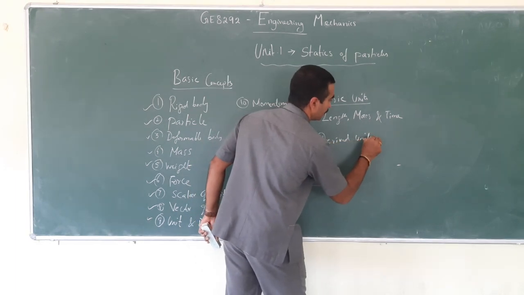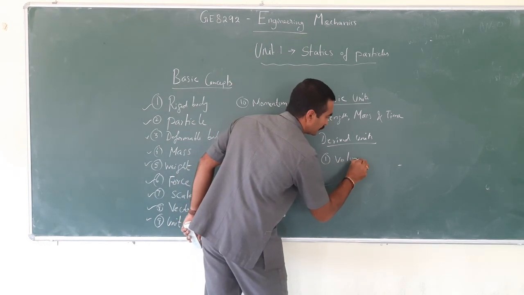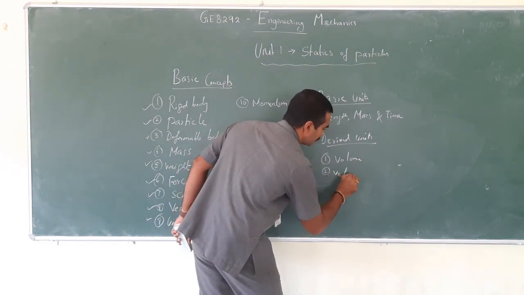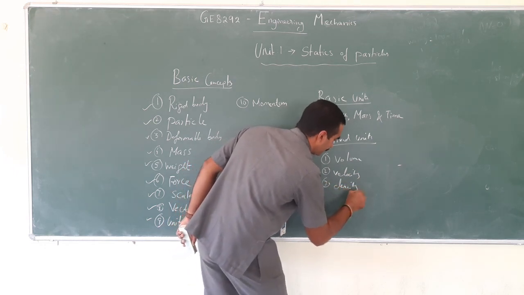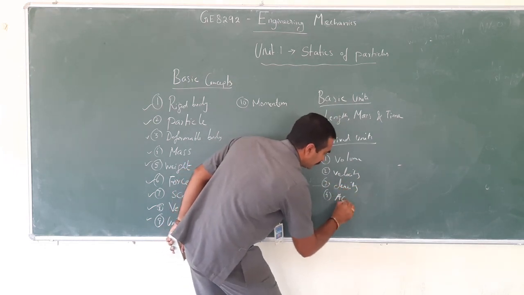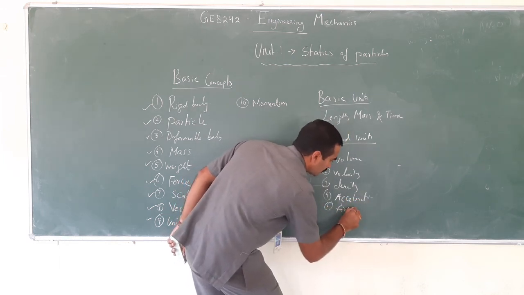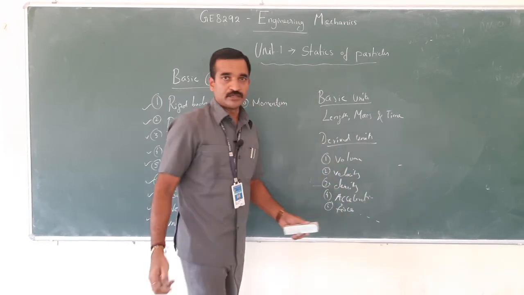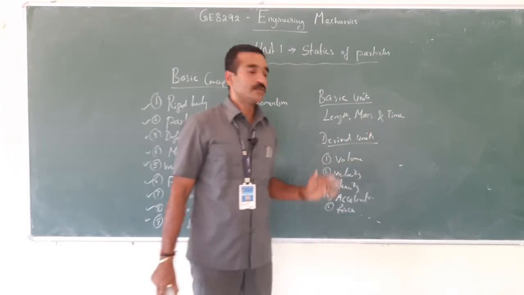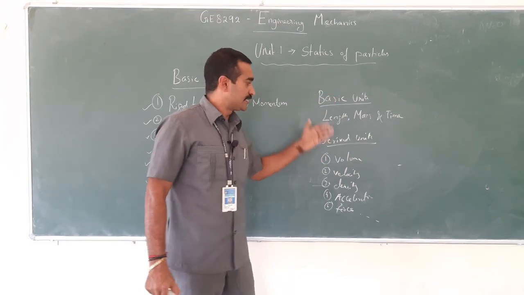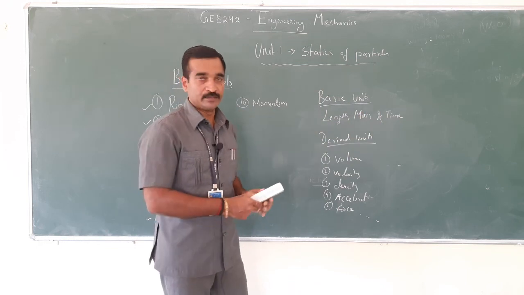Derived units are volume, velocity, density, acceleration, force, and the list goes on. So the basic units are length, mass and time, and all other physical quantities are derived from them.